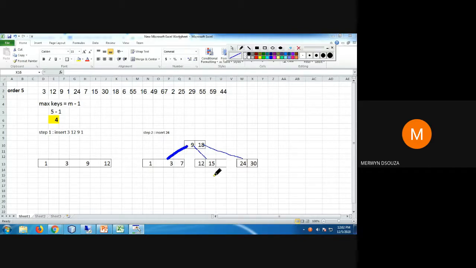So this leaf is having 1 capacity left, because the maximum keys you can have is 4. This one is having 2 left. This one is also having 2 left. So depending on the order of keys that are going to come, you will keep inserting.